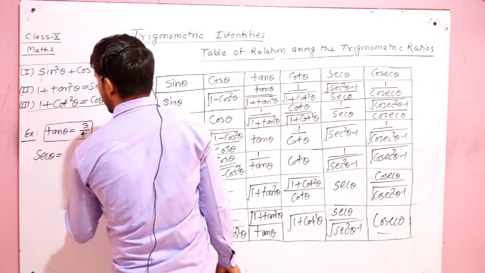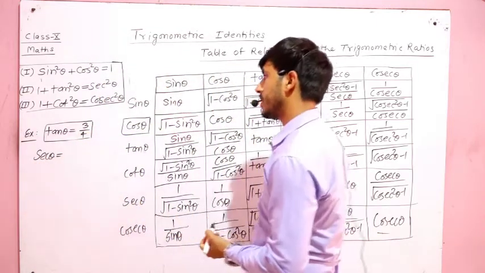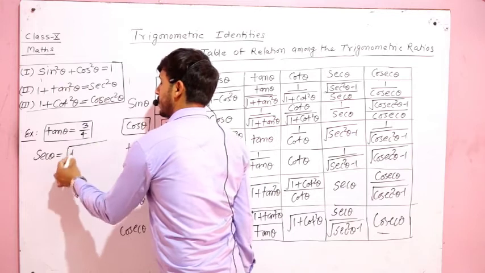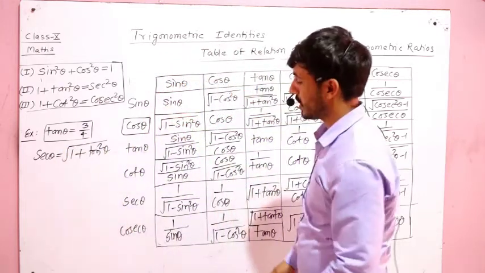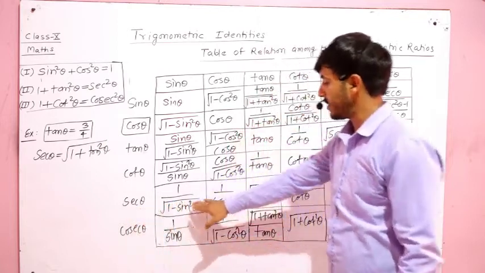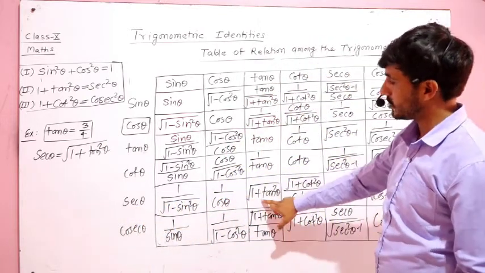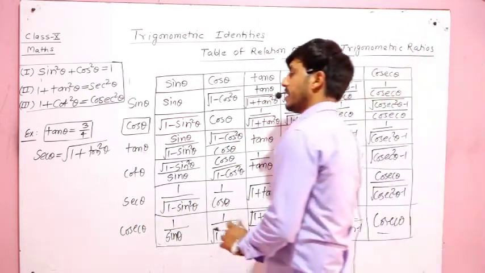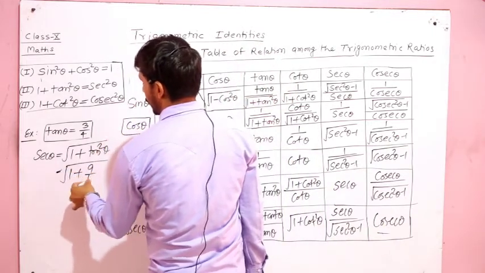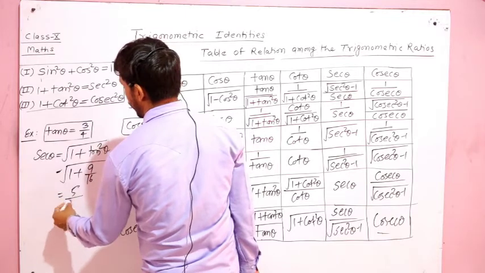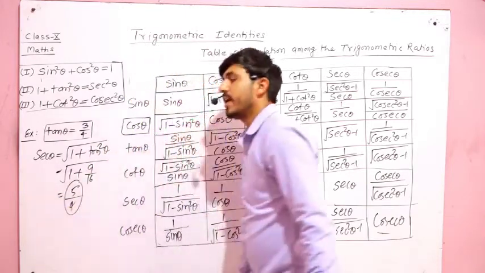Sec theta in terms of tan theta. As you can see here, sec theta can be obtained as under root of 1 plus tan square theta. That is given as root of 1 plus 9 upon 16, that is 5 upon 4. That is the value of sec theta.